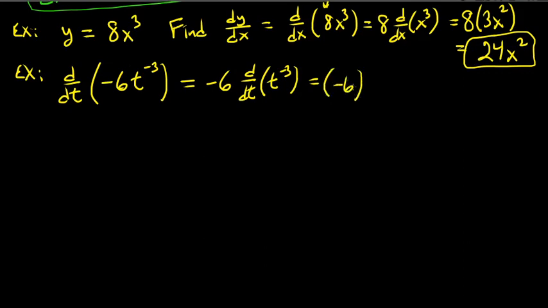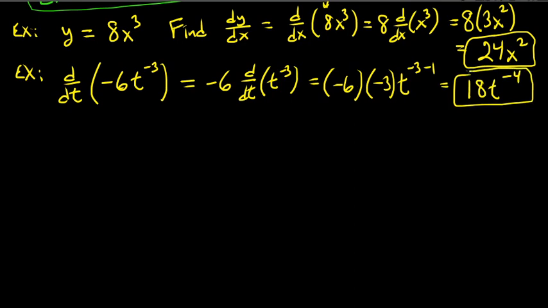Again, don't forget the negative 6 in front. So bring the negative 3 in front, and then decrease the exponent by 1, right? Negative 3 minus 1 is not negative 2, right? Take away 3, take away 1, you took away 4. So it's going to be t to the negative 4. And then negative 6 times negative 3 is positive 18. So we get 18t to the negative 4, which you can also write as 18 over t to the positive 4. And you should know that, but I'm not picky. I'll accept it either way, right?